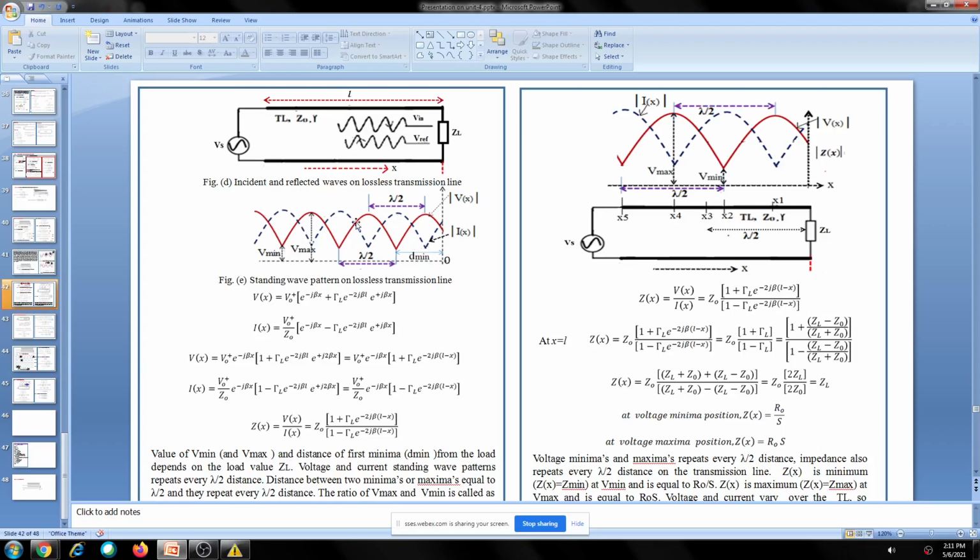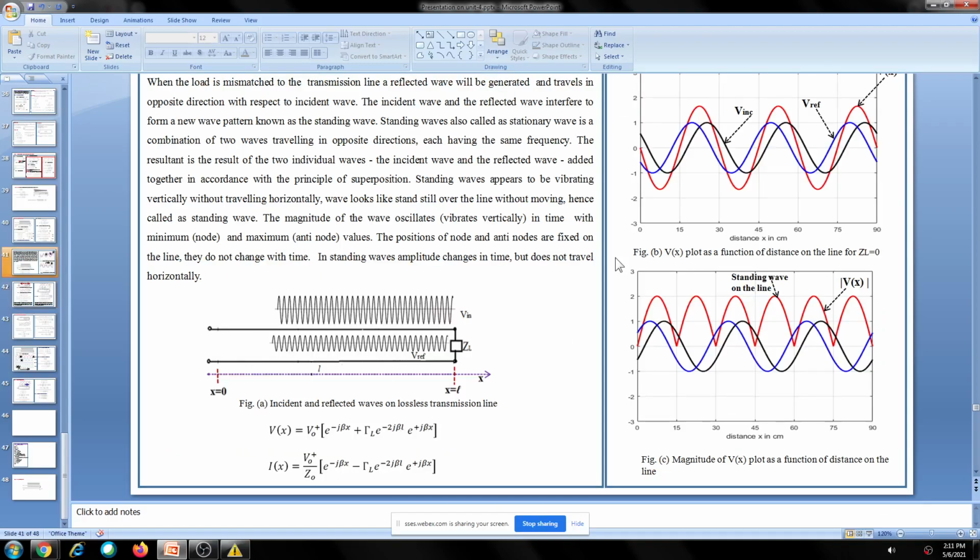Here I have written it again for some other load. If you take ZL equal to 0, this V minimum becomes 0. Short circuit means the voltage should be 0 at the short circuit point. The reflected wave is 180 degrees out of phase with respect to the incident wave, so the reflected wave and the incident wave added together are 180 degrees out of phase at the load point. Automatically they cancel each other, so you will observe a node, that is 0 voltage, for the short circuit.